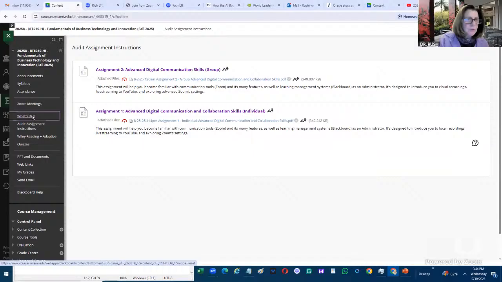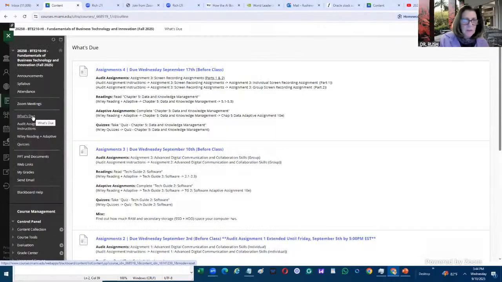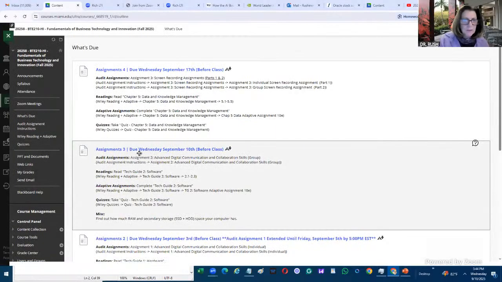Number two, what I always want to do is go to my what's due section. We know my what's due today was that everyone should have finished assignment 2, which was really a nice overview of collaboration skills. The tech guide software that I'm going to be going over today covers the major things in software, the adaptive assignment, and the quizzes as we always did. And last time we also talked about the hardware.